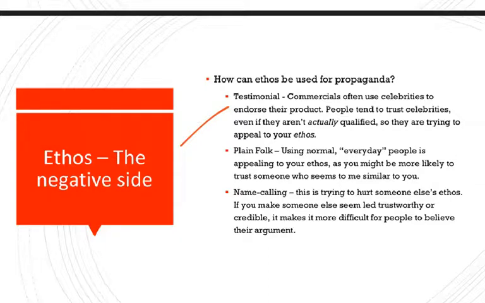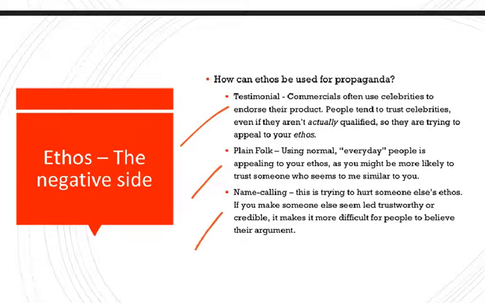The next one, for example, is plain folk. Very similarly, people will use normal everyday people in an advertisement. And it makes it seem like these people are just like you. So, you should buy this product because everyday normal people buy this product as well. This is also trying to improve the ethos of the commercial, because if everyday ordinary people use the product, that makes it seem more trustworthy, more reliable.